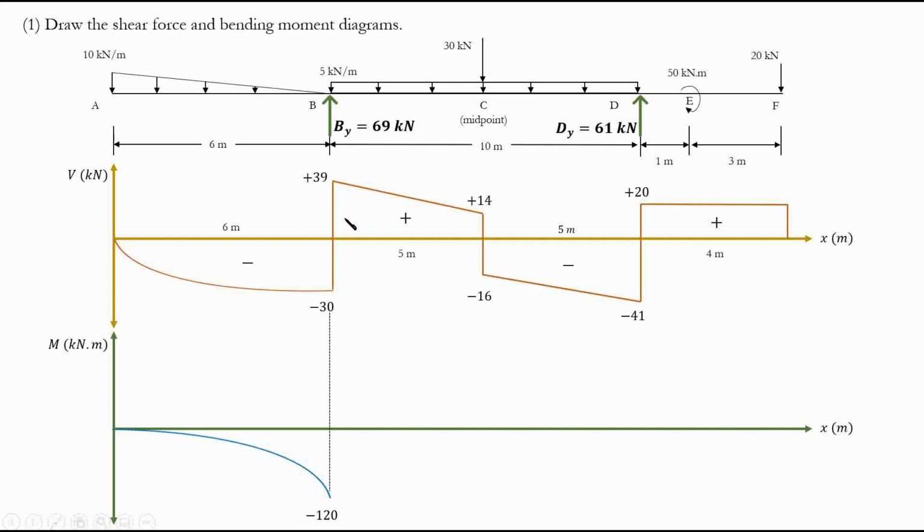How did we know it is negative? Well, look at our shear diagram. What is the change in shear? Basically, what is the area under the shear diagram? It's negative. So we know the moment is going to start from 0 to negative 120.